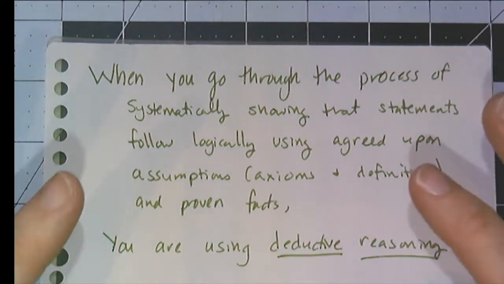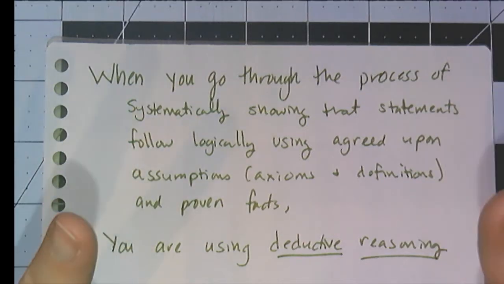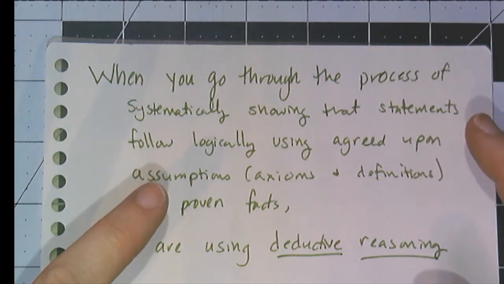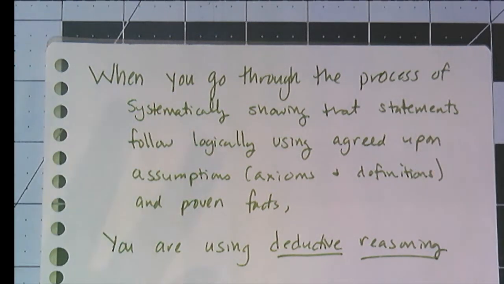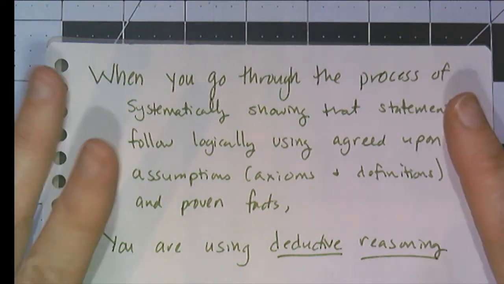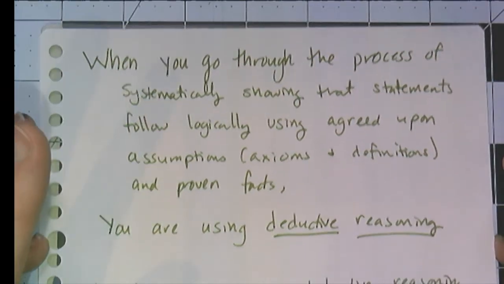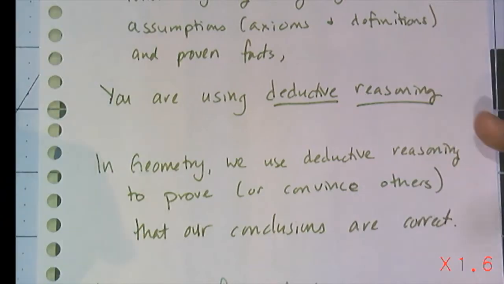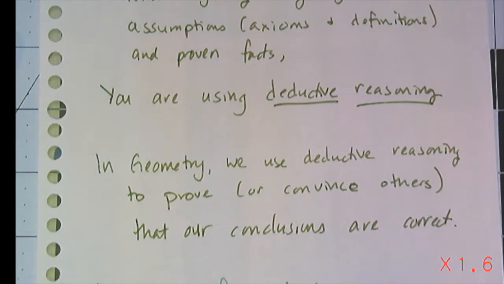When you go through the process of systematically showing someone that you're right, so that your statements follow logically from things we agreed on, like the axioms, the definitions, and other proven facts, we are using deductive reasoning. And of course, we need deductive reasoning to be able to prove or convince others that our conclusions are correct. So basically, a proof is a convincing argument.